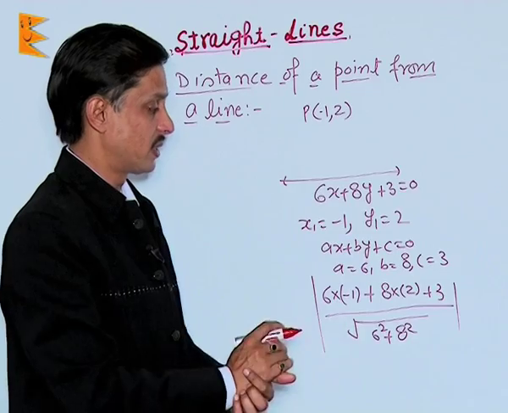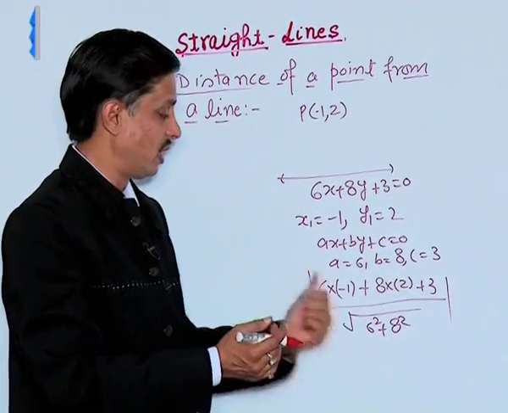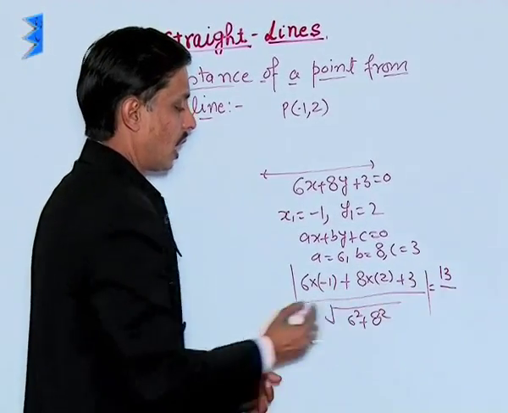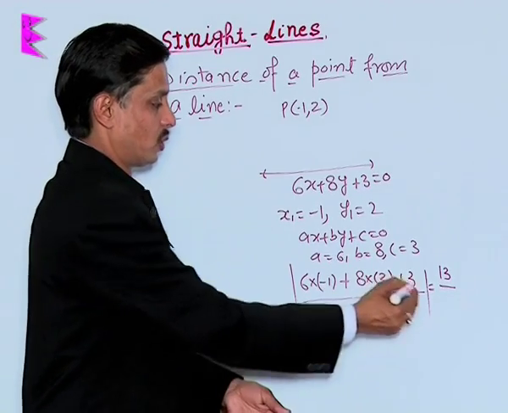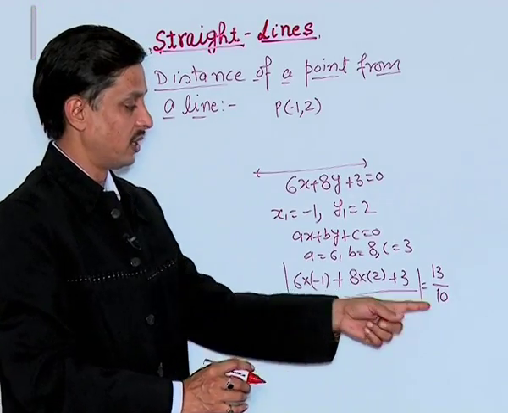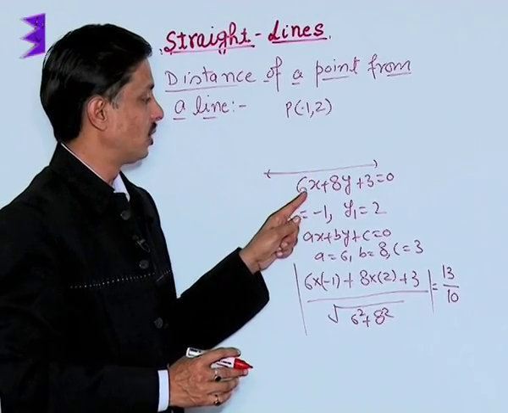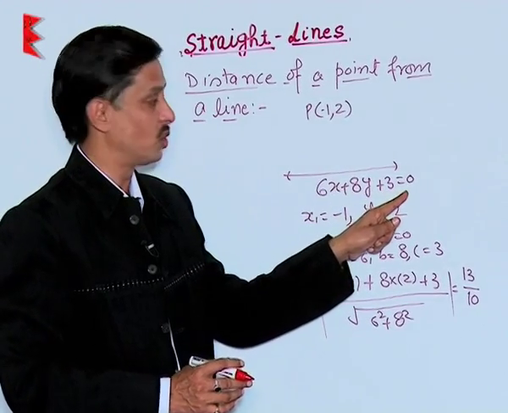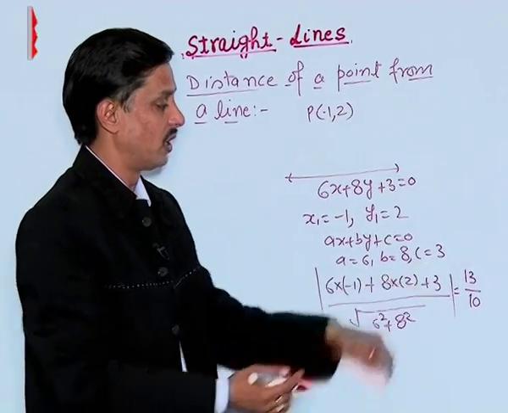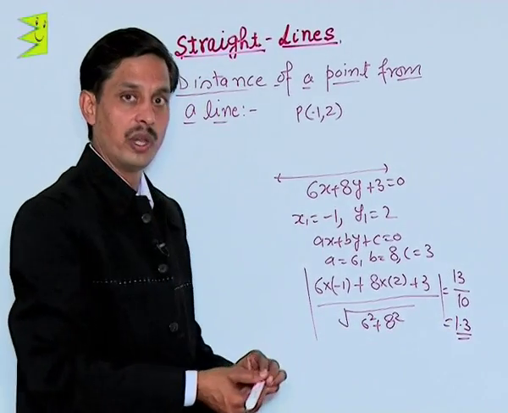Simplification: this is -6, this is plus 16, plus 3. 16 plus 3 is 19, minus 6 is 13. So the answer becomes 13 upon root of 6 square plus 8 square, which is root of 36 plus 64, that is root of 100, which is 10. So the distance of the line 6x plus 8y plus 3 is equal to 0 from the point whose coordinates are -1, 2 is 13 by 10, or you can say it is 1.3 units.